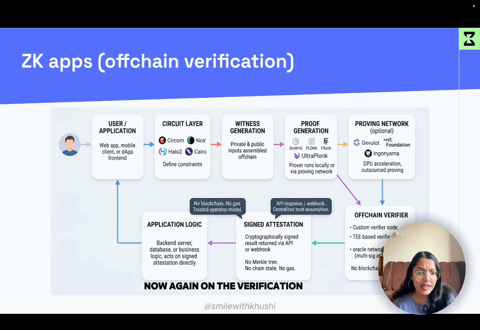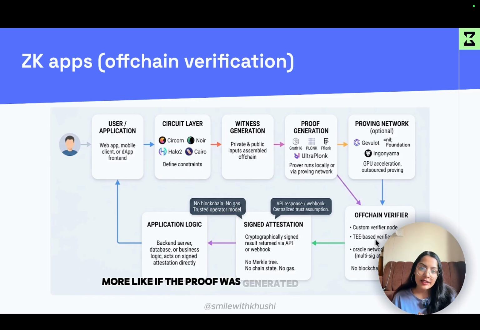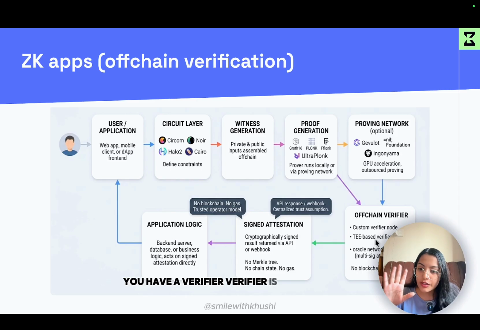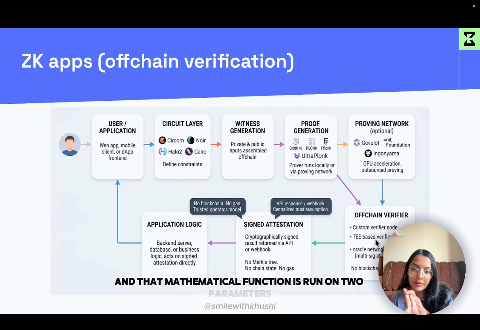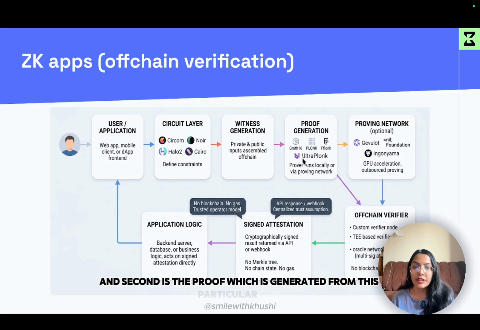Now again, on the verification layer, you can use any custom verifier node or TEE based verifiers. What the verifier does is that it checks if the proof was generated in a correct manner, more like if the proof was generated with the right logic, the constraints were correct, there was no fault during the generation, and that is done with the help of the verification key. So think of it like this: the verifier is going to run a mathematical function, and that mathematical function is run on two parameters. One is the verification key, and second is the proof, which is generated from this particular step.